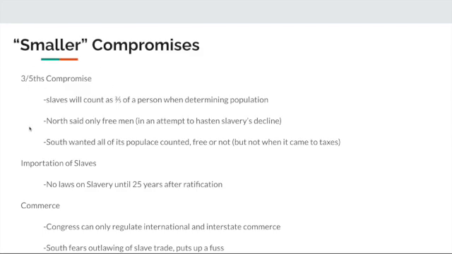There is a sort of subsidiary compromise that goes along with this on the importation of slaves. Eventually, there is an agreement reached where no laws on slavery can be passed until 25 years after ratification. Almost immediately after that, Congress is going to pass what's called the Non-Importation Act, and slavery will no longer allow importation into the United States. So slaves that live in the United States and their descendants can still be enslaved, but no longer can they be imported from Africa. That's not going to put a full stop to it.